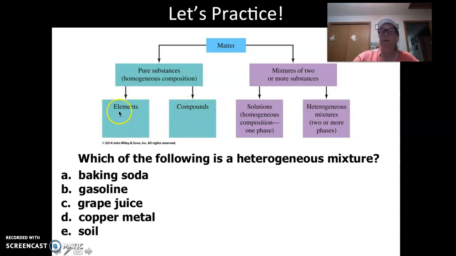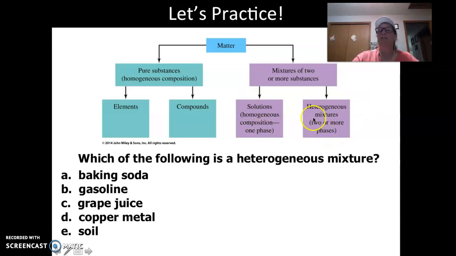You can break a compound down, but you can't break down an element. Over here we have mixtures. So we look at our substance, we can't figure out what it is, but we know there are two or more substances in there. We know it's a mixture. If it is well mixed, you can't see layers, you can't see different parts, that's called a solution. And a solution is another fancy name for a homogeneous mixture. It's in one phase, everything's mixed up well.